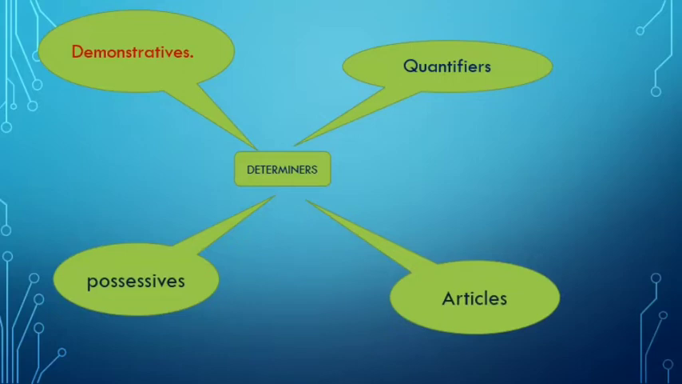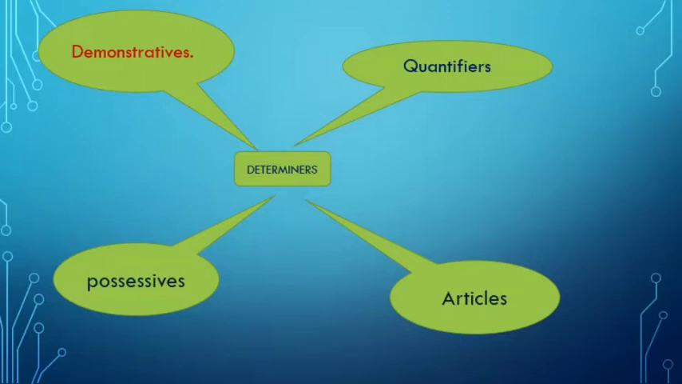The next one I would like to discuss is articles. Articles determine which noun the speaker is referring to. Examples: a, an, and the. I repeat, a, an, and the are the articles.